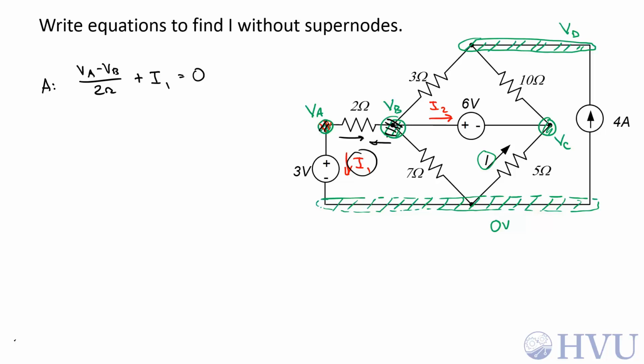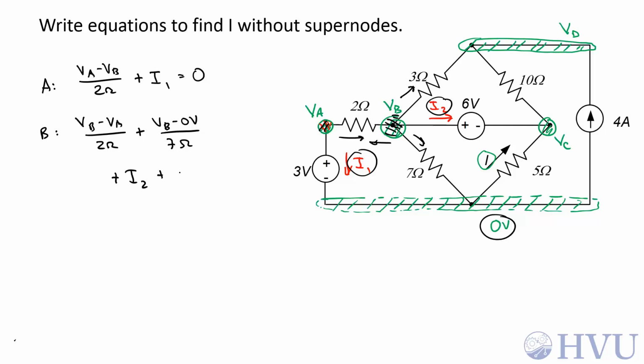Now let's do KCL at B. The current leaving B through the 2 ohm resistor is VB minus VA over 2 ohms. The current leaving VB through the 7 ohm resistor is VB minus 0 volts over 7 ohms. The current going through the 6 volt source is unknown, and it's been assigned as I2, and it is leaving node B, so that's a positive contribution, plus I2. And then the current through the 3 ohm resistor is VB minus VD over 3 ohms. Those are finally all the currents at that node, so that sums to 0.